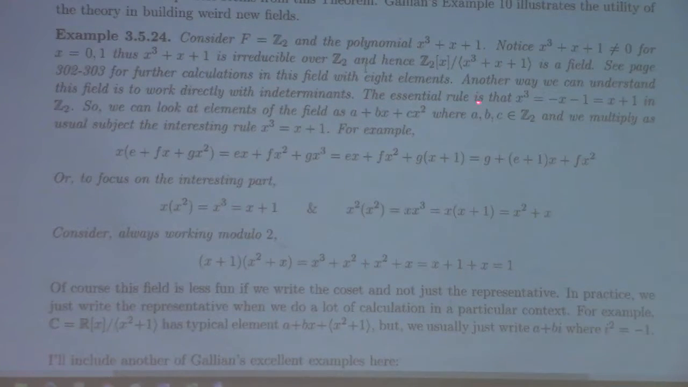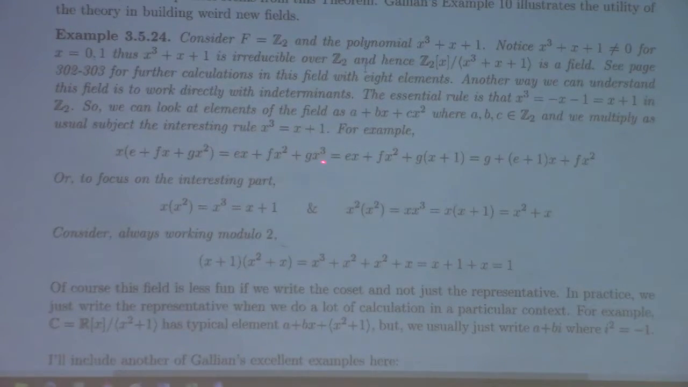But another way you could look at that is just in terms of the representatives. Basically the rule for simplifying the representatives is that x cubed is equal to minus x minus 1. That's how I think about this personally. Now, mod 2, that's also equal to x plus 1, right? Because we can add 2 of each. And so here's a sample calculation. If I multiply x times this in this field, then you just basically distribute.